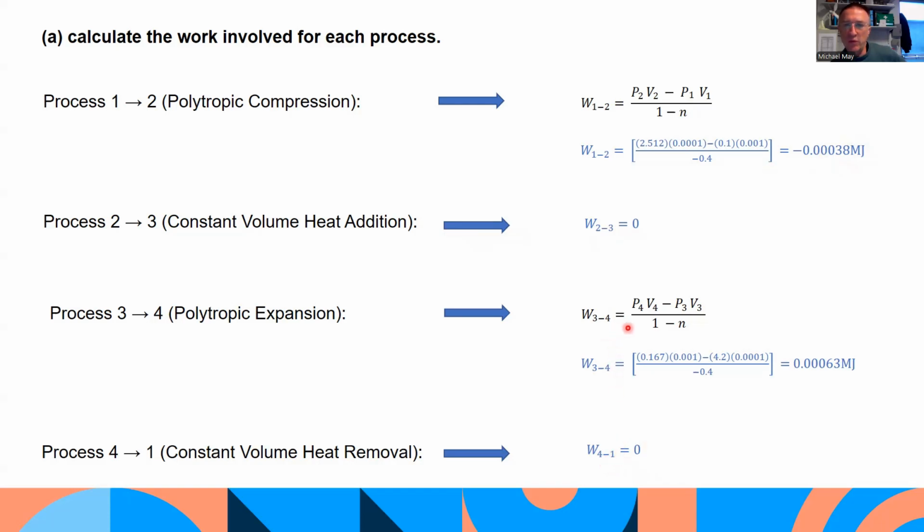So for 3 to 4, we use the polytropic boundary work equation, and it's P4 V4 minus P3 V3 over 1 minus N. And it turns out to be 0.00063 megajoules, which is positive because it's an expansion.